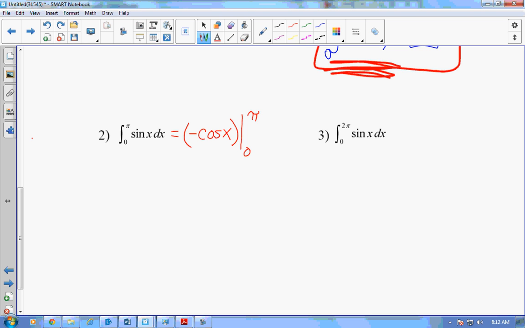Okay. Now we plug in first negative cosine. Which value do I plug in first? Pi. I plug in the upper bound. Subtract. Parenthesis again. So the upper bound put in parentheses, the lower bound put in parentheses. Negative cosine 0 equals. I should put an equal sign.